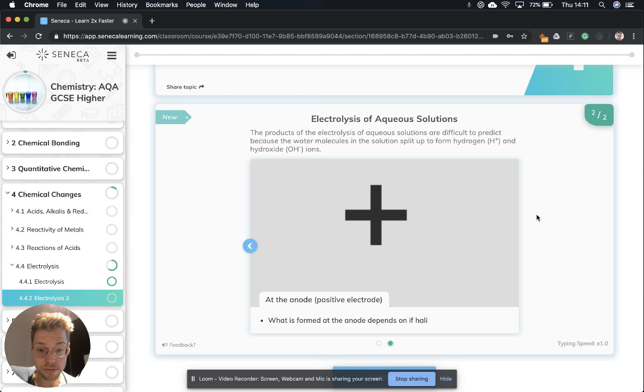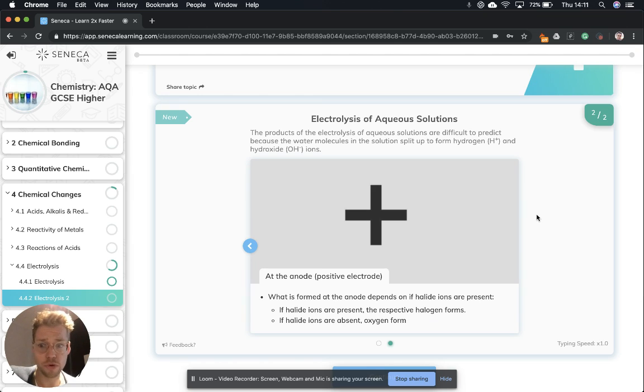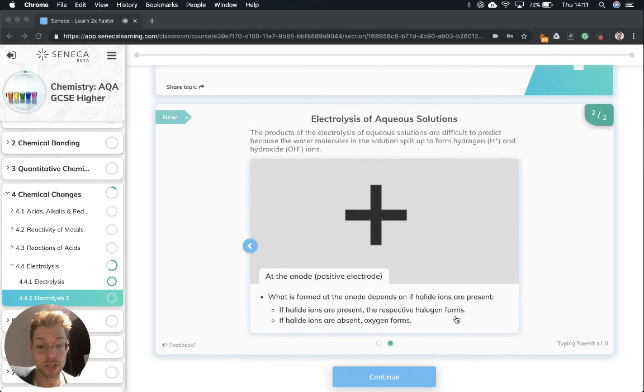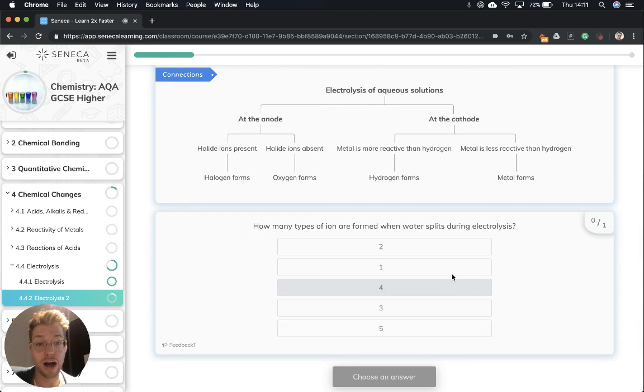What happens at the anode, which is the positive electrode? Here, we care about halide ions. Halide ions are stuff like chloride, fluoride, bromide, anything in group 7 as an ion. If they're present, we're going to form the respective halogen. So if we have chloride ions, we're going to form chlorine gas. And if there are no halides present, we form oxygen. Amazing. So at the anode, the key thing we care about is halide ions. At the cathode, it's all about whether the metal is more or less reactive than hydrogen.